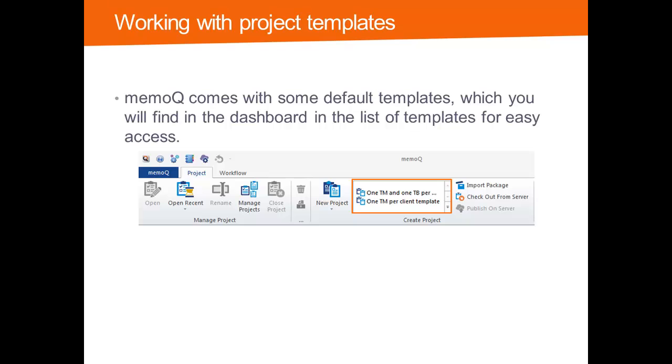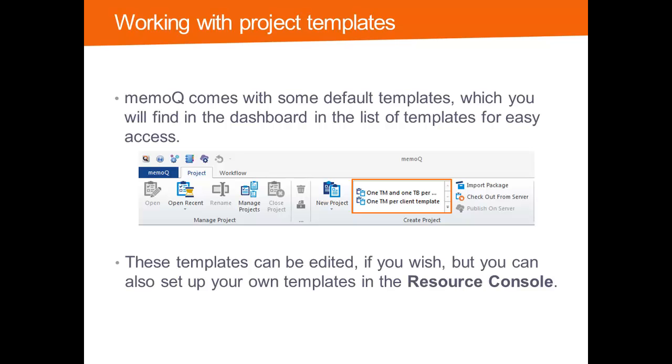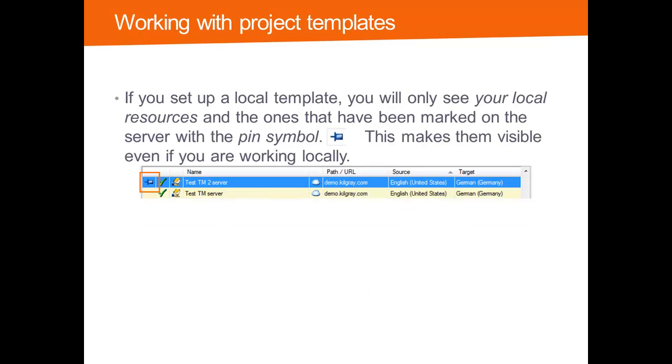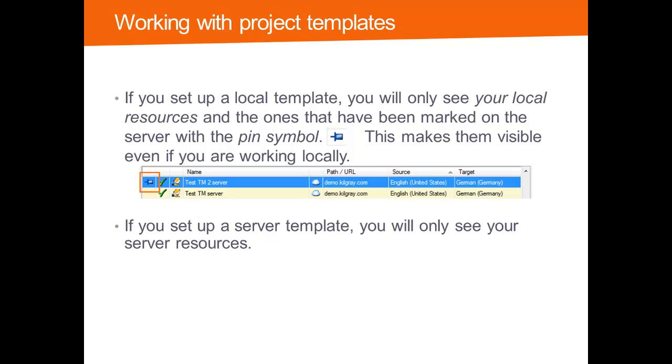MemoQ comes with some default templates, which you will find in the dashboard in the list of templates for easy access. These templates can be edited if you wish, but you can also set up your own templates in the resource console. If you set up a local template, you will only see your local resources and the ones that have been marked on the server with the pin symbol. This makes them visible even if you are working locally. If you set up a server template, you will only see your server resources.